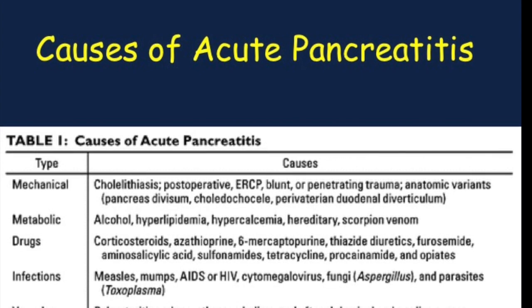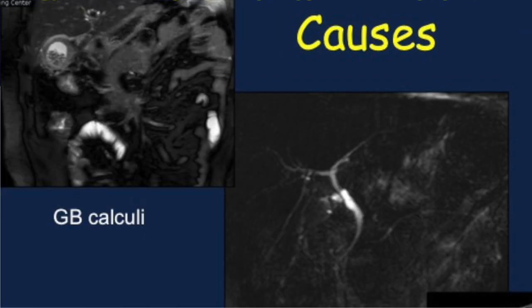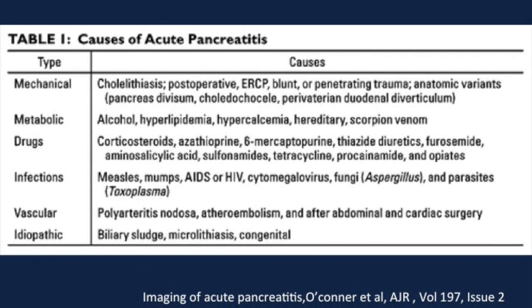There can be many causes of acute pancreatitis, but most importantly, they are gallbladder calculi, pancreatic divisum, trauma, and of course alcoholism is a very big risk factor for acute pancreatitis.